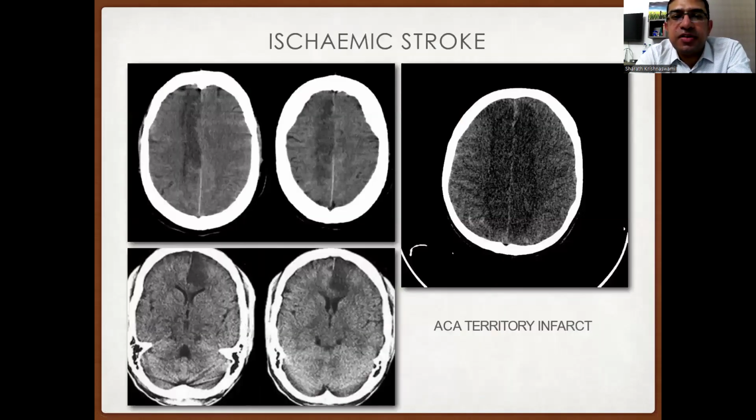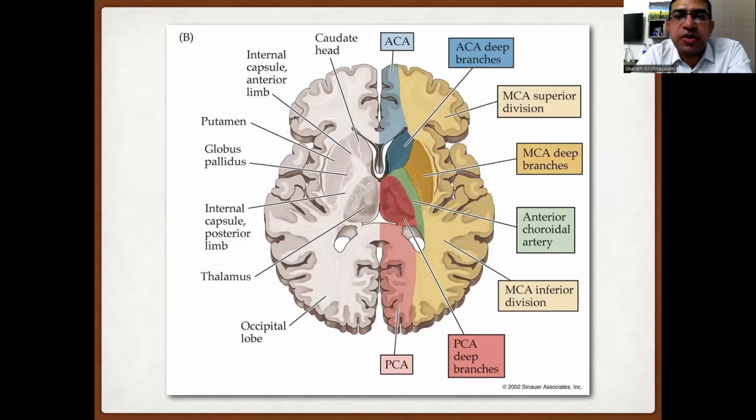This is another axial section of the brain showing the supply of the various parts of the brain by the cerebral arteries. As you can see, the yellow forms a major part of it, which is supplied by the middle cerebral artery, and the ACA in blue lies between both the hemispheres anteriorly, as well as the posterior cerebral artery behind, supplying the area between both the hemispheres.